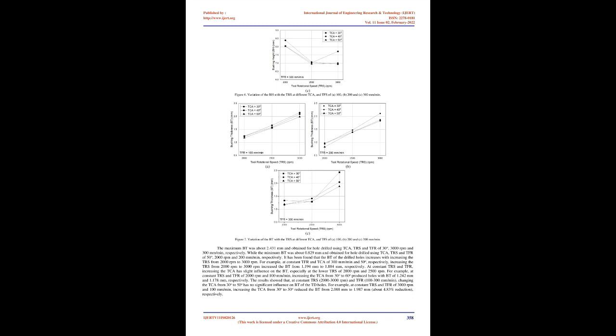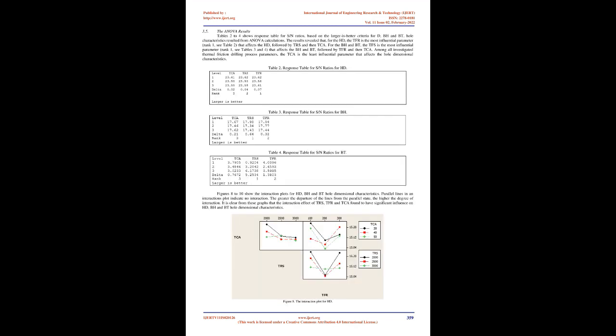Figures 6 and 7 show the variation of the BH and BT with the TRS at different TCA and TFR, respectively. The maximum BH was about 8.532 mm and obtained for the hole drilled using TCA, TRS, and TFR of 40, 2000 rpm and 200 mm/min, respectively. While the minimum BH was about 6.875 mm and obtained for the hole drilled using TCA, TRS, and TFR of 40, 2500 rpm and 200 mm/min, respectively.